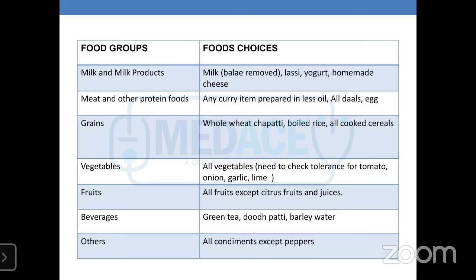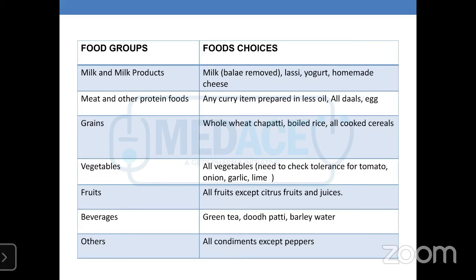I always suggest people prefer homemade food items and prepare things at home, because processed food itself causes a lot of problems. And when there is inflammation and we want the GI tract to heal, we should restrict all processed food items.